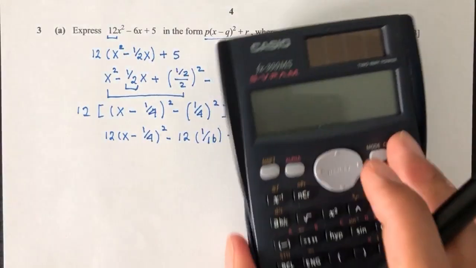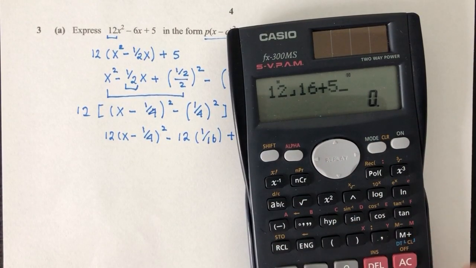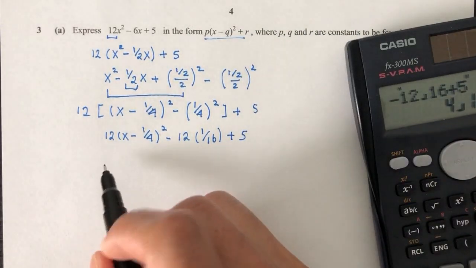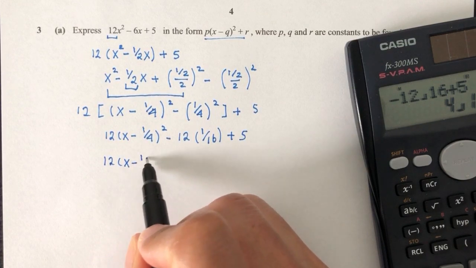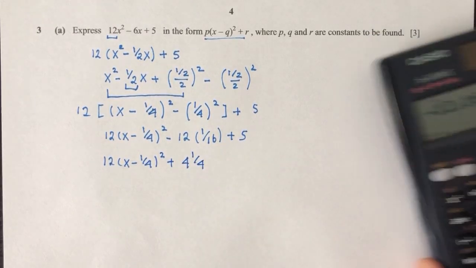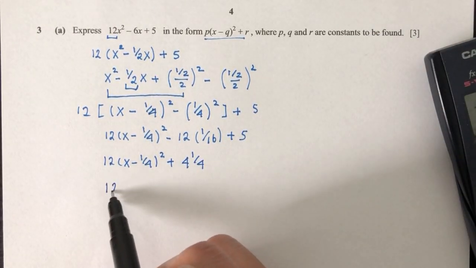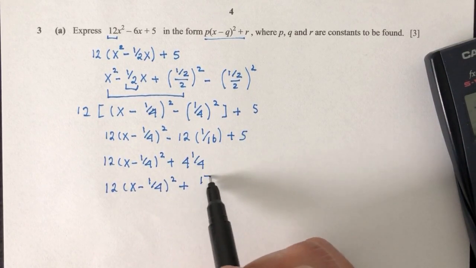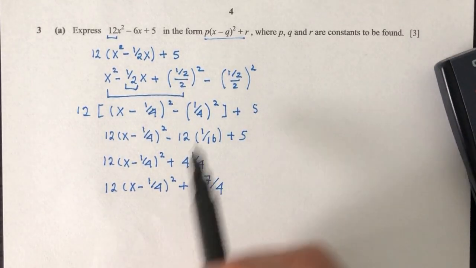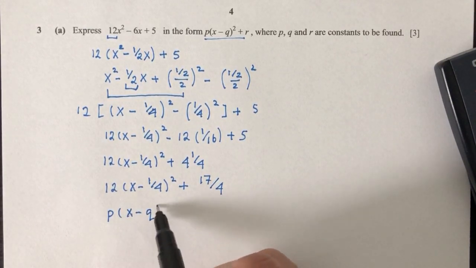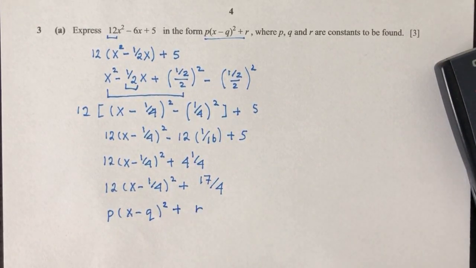So let's simplify. What is minus 12 over 16 plus 5? That should give me 17 over 4. So we'll have 12 times x minus 1 over 4 squared plus 17 over 4. Let's write this in the form p, x minus q squared plus r. As you can see, we have the answer right here.